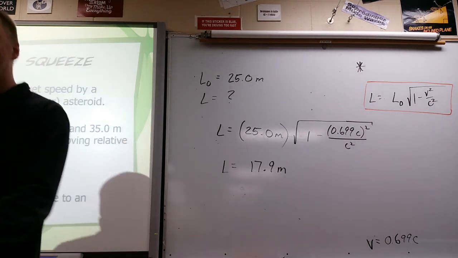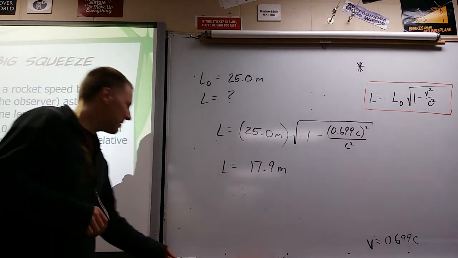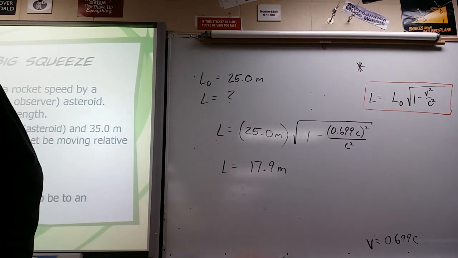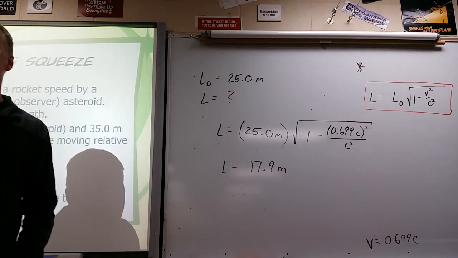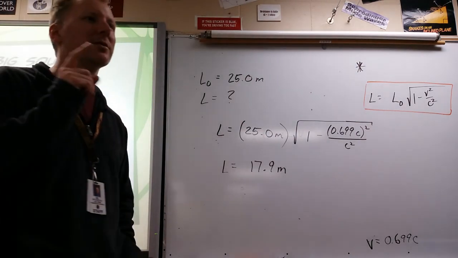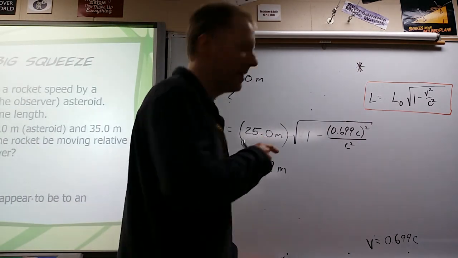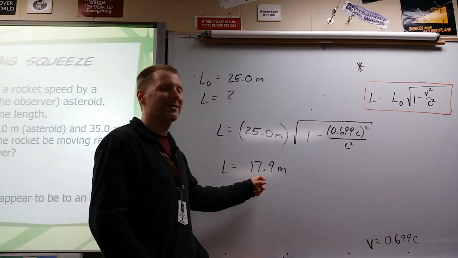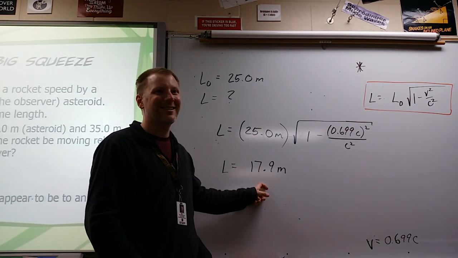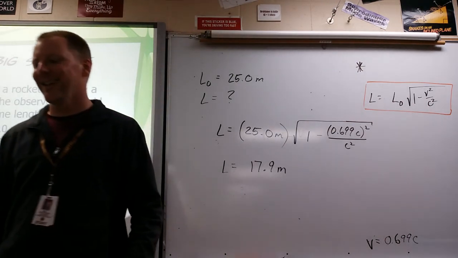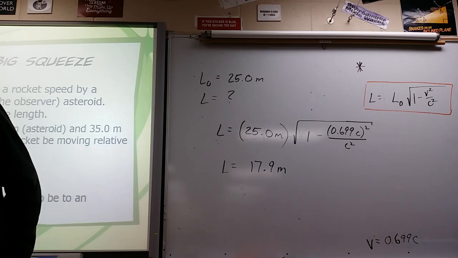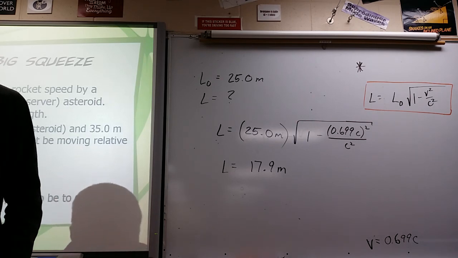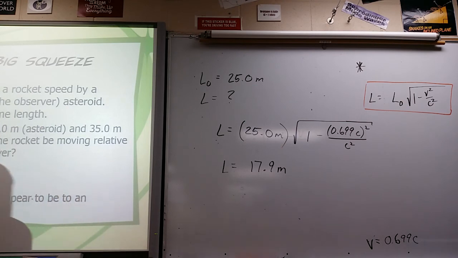So the ship, to a person standing out there floating in space, is 25 meters long as it goes past. The asteroid is 25 meters long as well. However, to a person on board the ship, the ship is 35 meters long and the asteroid is only 17.9 meters long. So L naught is obviously 25 because you can't measure that 35 while you're standing inside the ship. Right, kind of. How would you measure it?